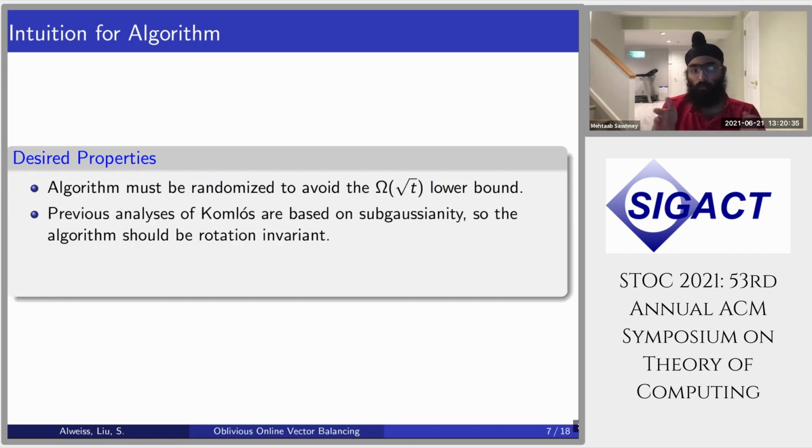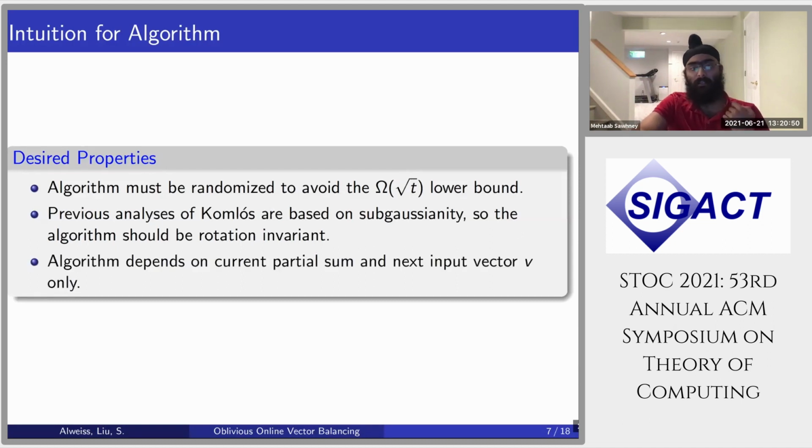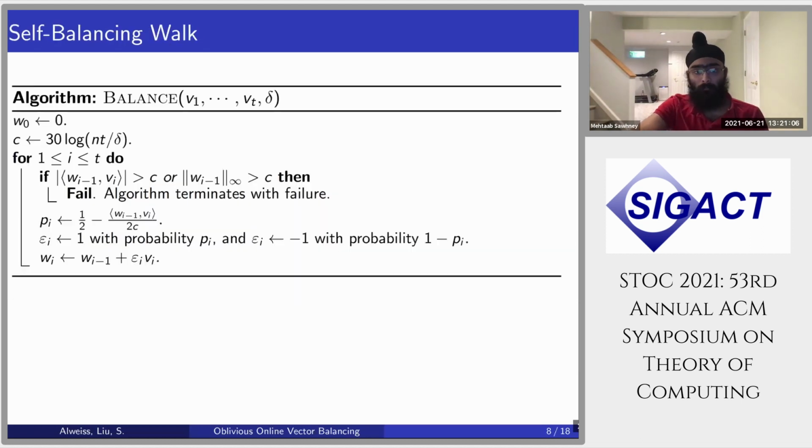Second, although this discrepancy is not really rotation invariant, all previous analysis of the Komlós problem were based on some Gaussianity. And so a natural starting point is, let's say, okay, the algorithm is rotation invariant. And finally, this is an online problem, and there's sort of only two things that seem to matter: your current partial sum and the vector you're just presented with. And so let's say that the algorithm doesn't depend on the history, but only on the current partial sum and the next vector you're given.